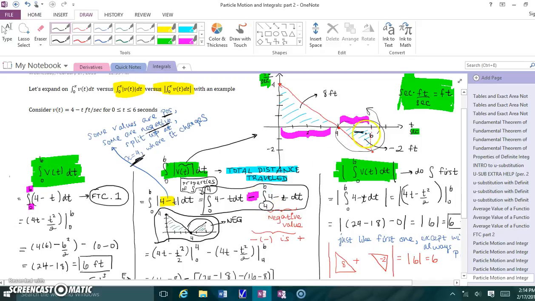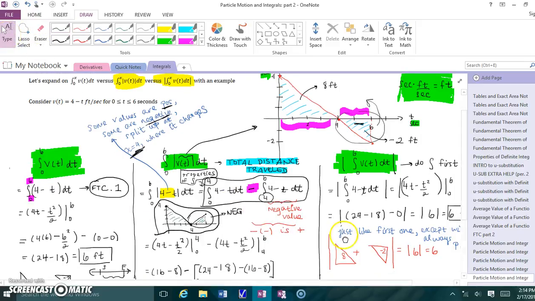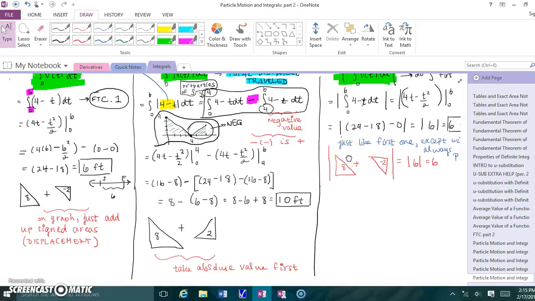So anything that would normally give you a negative signed area here, you're going to subtract it. Again, subtracting a negative is the same as adding. I can't say that enough here. So write that down, commit it to memory. And then what you're going to do is do the same old thing as usual. Do the antiderivative from 0 to 4. Do the antiderivative from 4 to 6, or evaluate it.